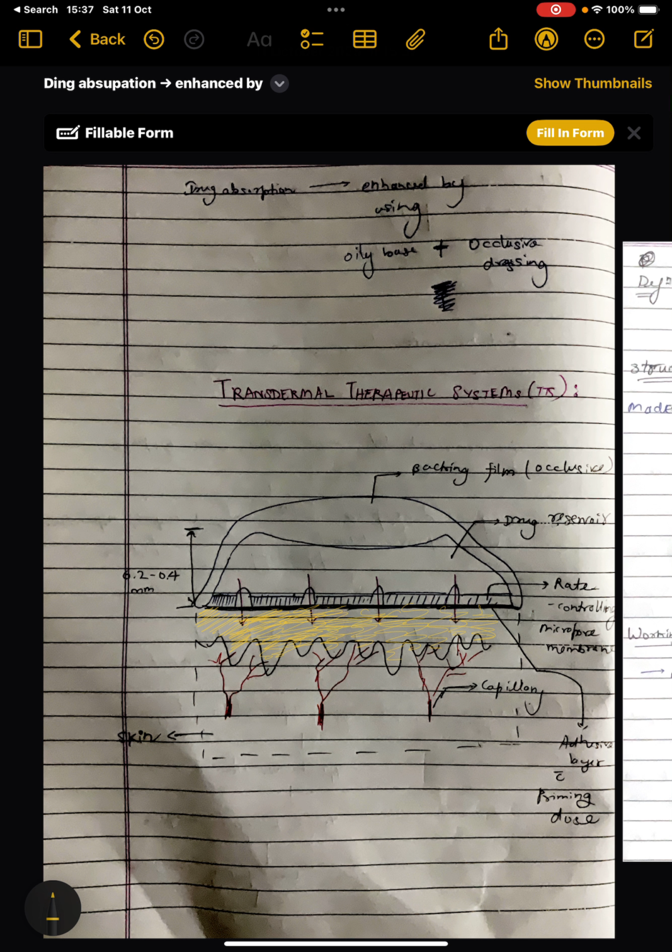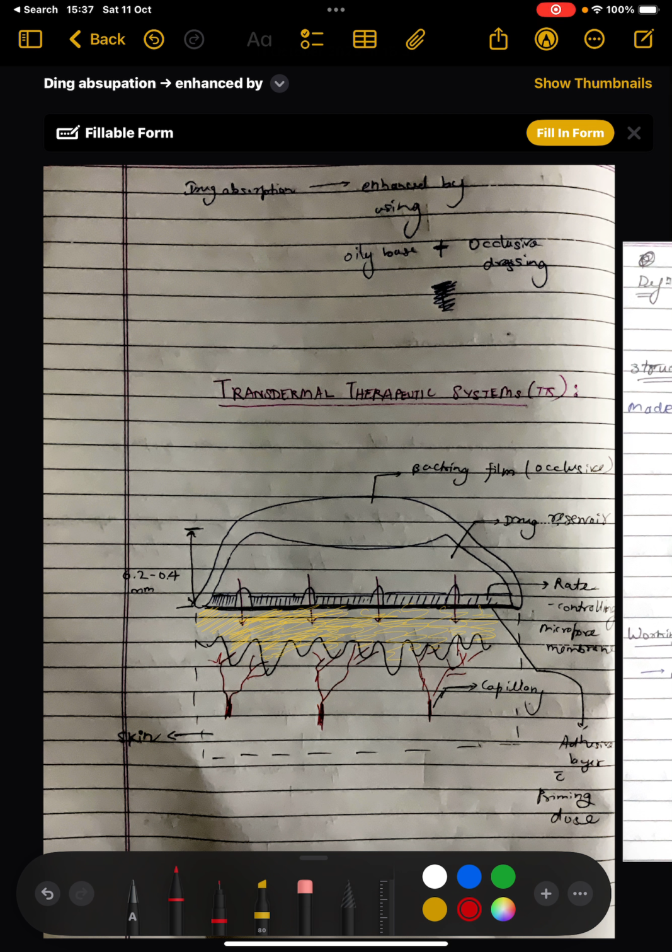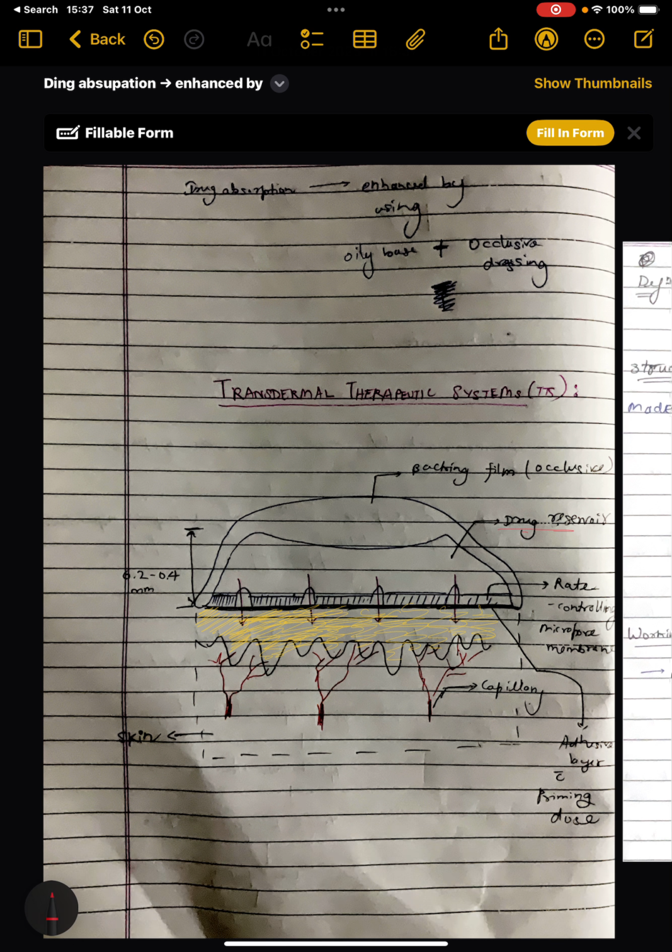So what will happen is that the drug which is coming, now in this diagram you can see this is the drug reservoir. This drug reservoir contains a load of the drug that is to be delivered through this patch. So this will come down by diffusion, and this will first cross a micropore membrane which has a rate controlling mechanism. Then this will reach into this layer, and cross this layer to reach the stratum corneum, which is this thing in red, this layer.